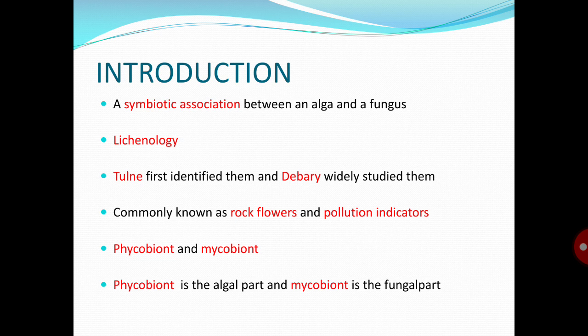The algal part of lichens is called phycobiont. Phyco means algae, and the fungal part is called mycobiont. Myco means fungus. Generally, in the phycobiont region, either blue-green algal members or green algal members are seen. In the mycobiont part of lichens, either Ascomycotina fungal species or Basidiomycotina fungal species are present.